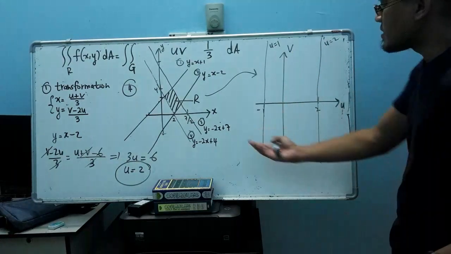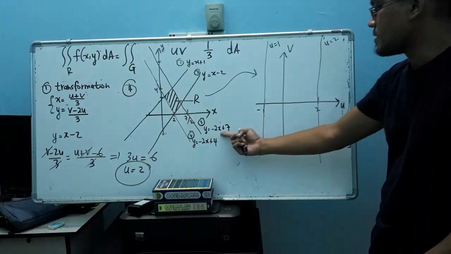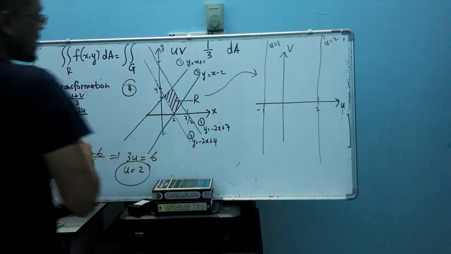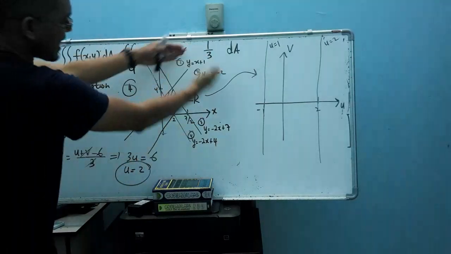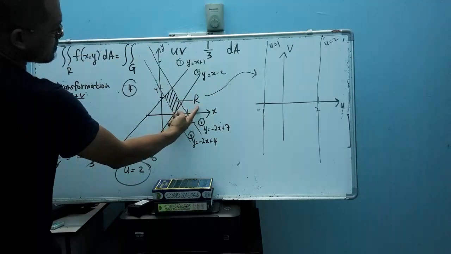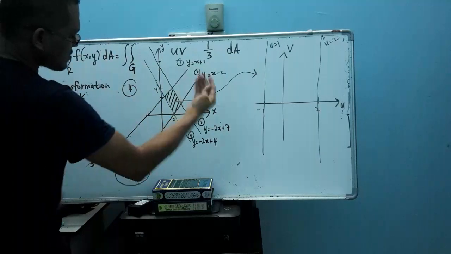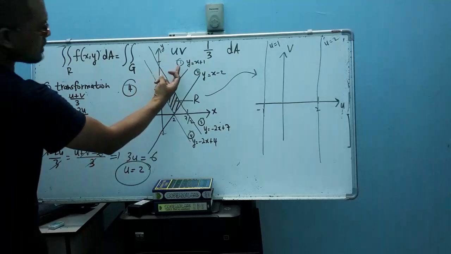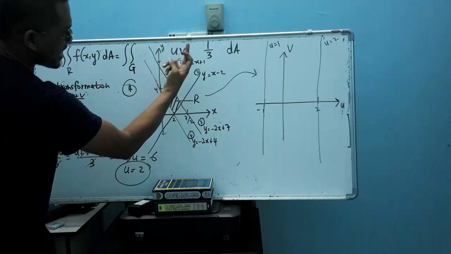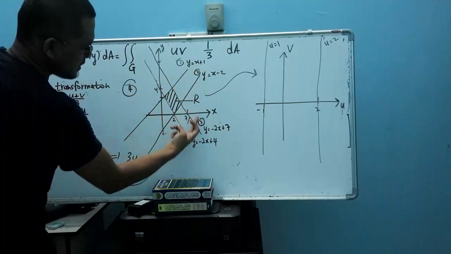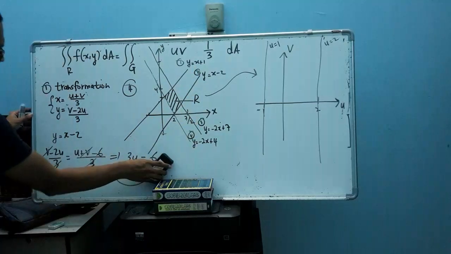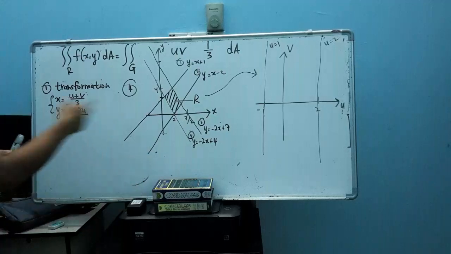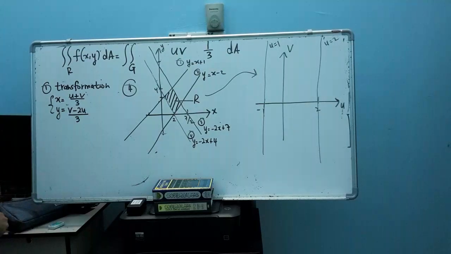Next I need to transform this line. Why do I need to consider such a line here? Because this line is a boundary of my R, meaning I need to transform all boundaries of R into the UV plane. I already transformed the first line and the second line. Now I need to transform the third line, number 3 here.